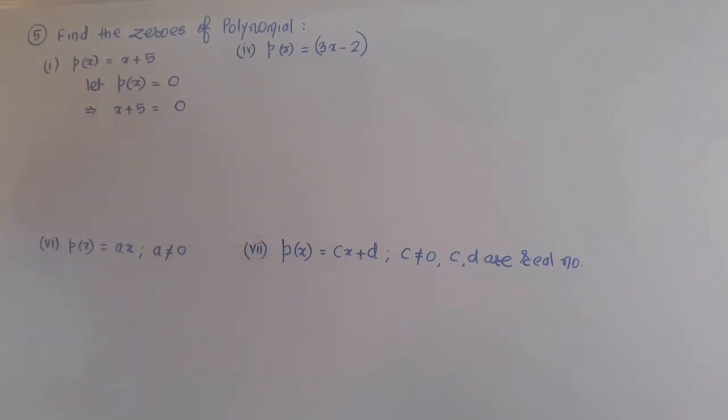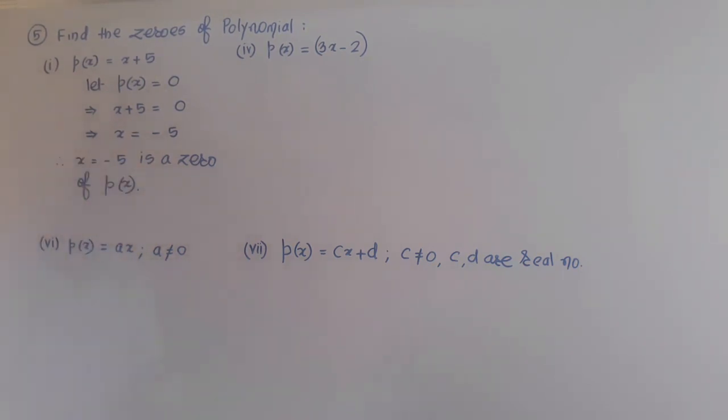Now transpose the terms, which means you shift the terms from here to there. So plus 5 will go on that side and it will become minus. So I can say that the value of x here is minus 5. Whatever value of x you obtain here is called the 0 of the polynomial. Therefore x equal to minus 5 is a 0 of p of x. This is your answer.